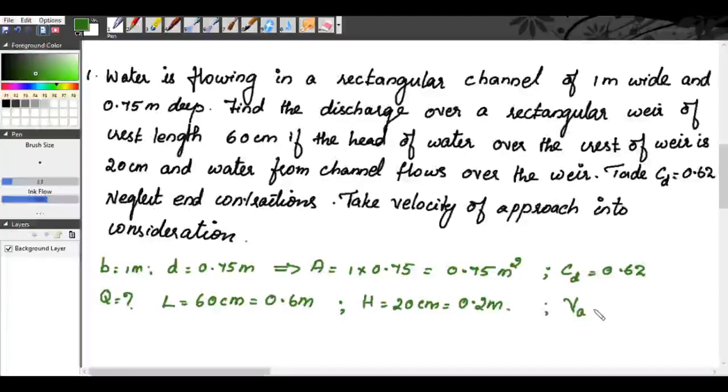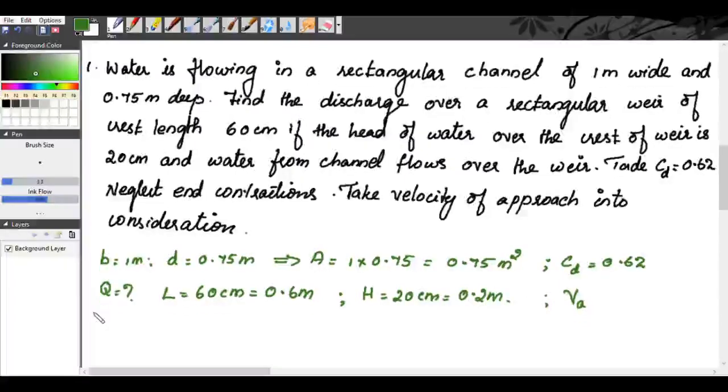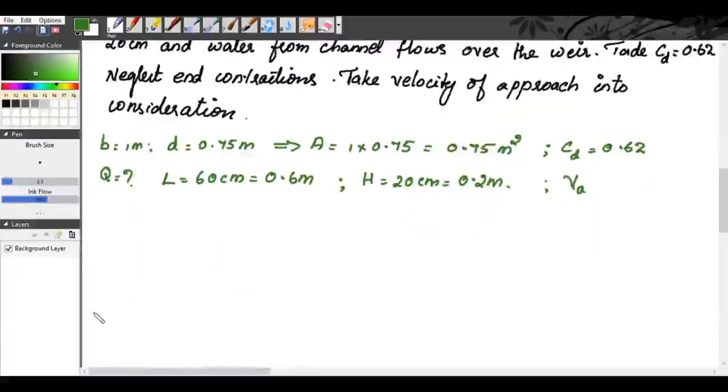So we have to use the formula for velocity as VA. Now, we know the discharge over a rectangular weir or notch without the velocity of approach. So without velocity of approach, we know the formula for discharge Q for a rectangular weir or notch is 2 by 3 CD into root of 2G, into L into H raised to 3 by 2.